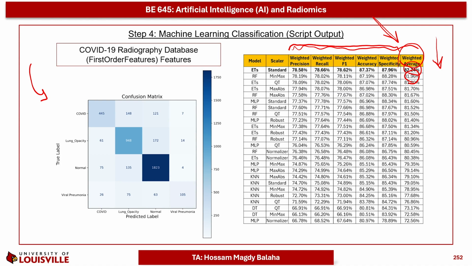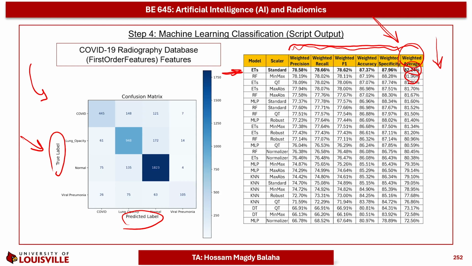So if you sort it, you will find that in our experiment here, the extra trees with the standard scalar got 82.24. And this is the corresponding confusion matrix. And it's multi-class classification because we have 4 classes. This is the true, this is the predicted. So from it, you can extract true positive, true negative, and so on.